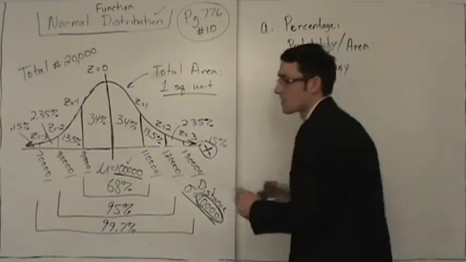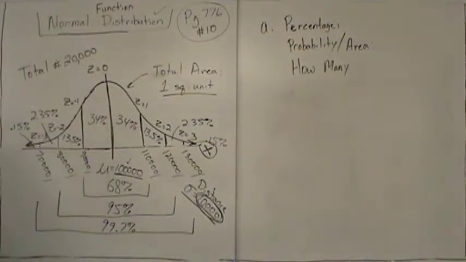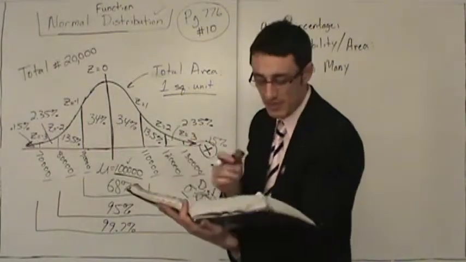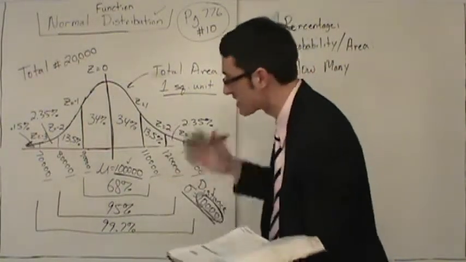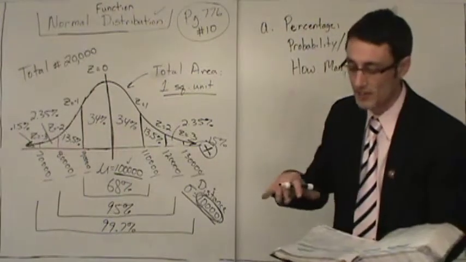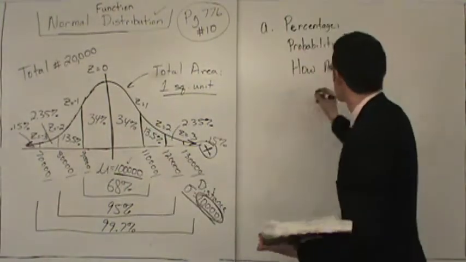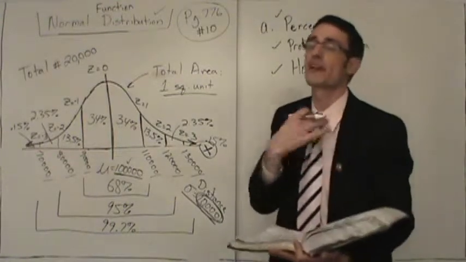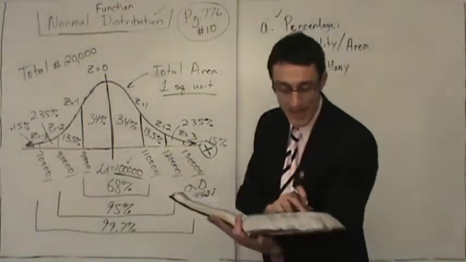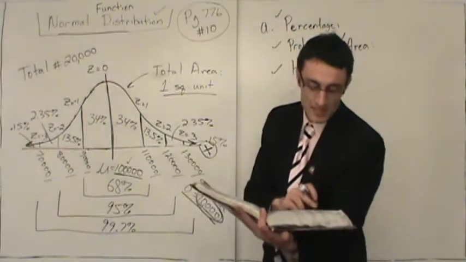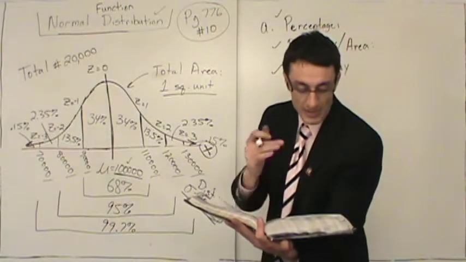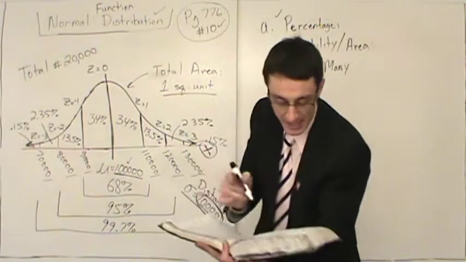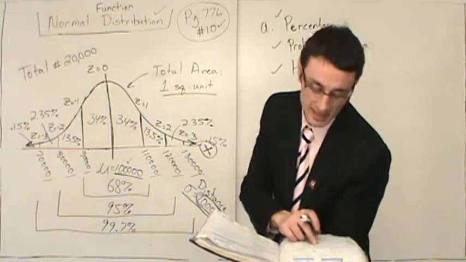Okay, so let's go to the problem. Part A says how many batteries will last between 90,000 and 110,000 miles? Guys, ignore the how many. Ignore the question. What did I tell you you're finding? Percentage, probability, how many, for every question, no matter what the question asks. Notice part A says how many. Notice that part B says how many. Now go down to part D. Part D, page 776, number 10, says what is the probability. It does not matter.